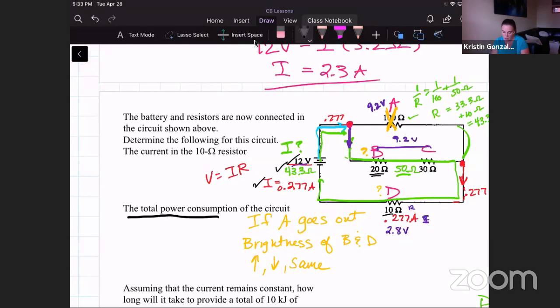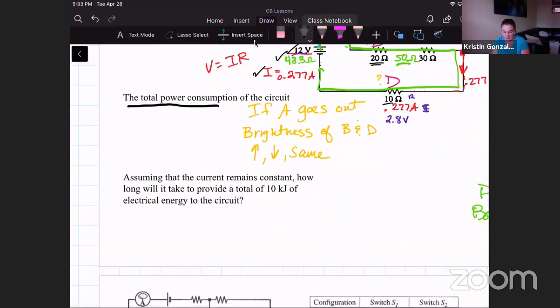Okay, and then what about if the current remains constant? How long will it take to provide a total of 10 kilojoules of electrical energy to the circuit? All right, so we've got energy and we've got how long. Well, what's how long a measurement of? Time. So this still goes back to power because, remember, whether we're talking about mechanical power or electrical power, power is the amount of energy per time.